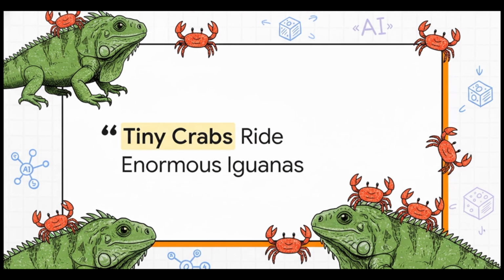So how on earth are you supposed to remember all that? Well, forget those boring acronyms you can never remember. Just remember this one sentence. Tiny crabs ride enormous iguanas. Yeah, you heard me. Task, context, references, evaluate, iterate. I mean, come on, you're never going to forget that.